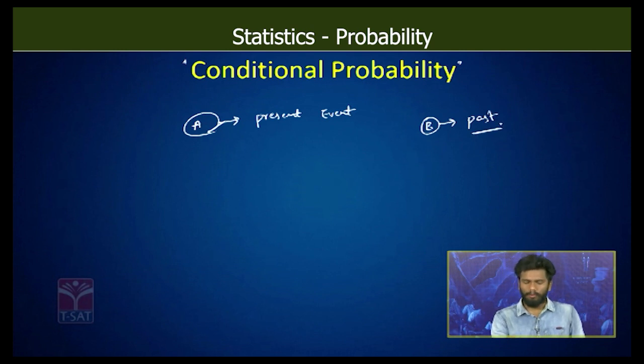Now what is this effect? What is the probability? Sorry, there is an event B which is already occurred in the past. So A event is the event which we are doing in the present right now, but B is an event which has already occurred in the past.